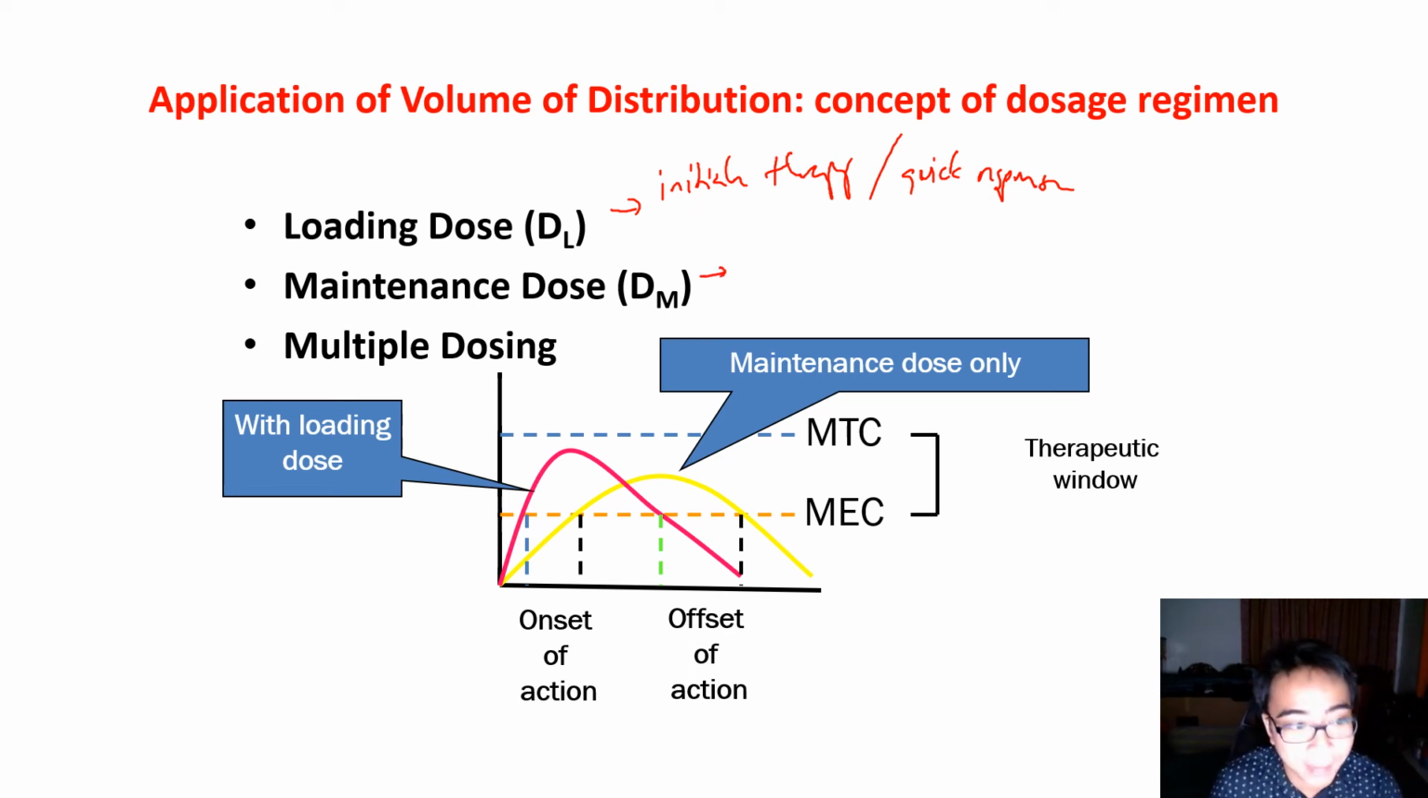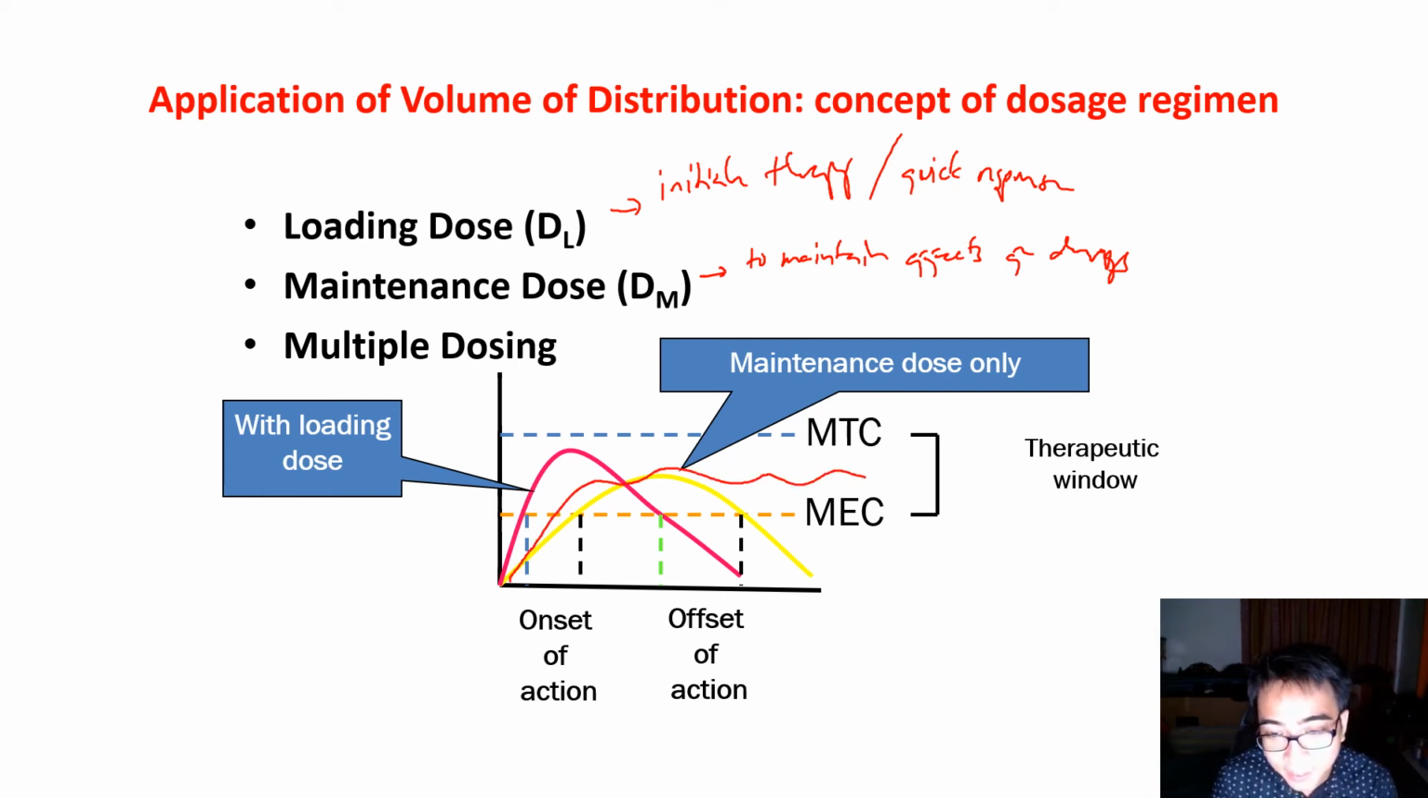Obviously, class, we give maintenance dose to maintain, obviously, effects of drugs. Okay? So, we want to maintain the effects of the drugs. So, class, if I'm giving a maintenance dose, I want my drug to stay within the therapeutic range. Okay? Because sabi natin, within the therapeutic range, we say that the drug is both safe and effective.